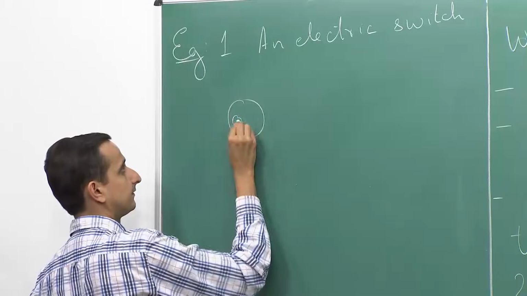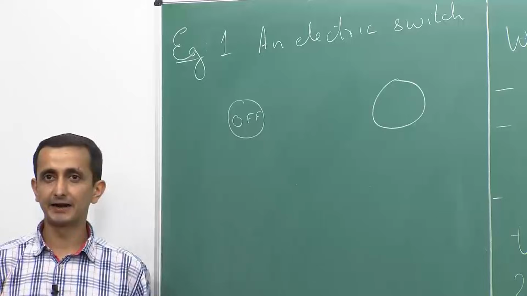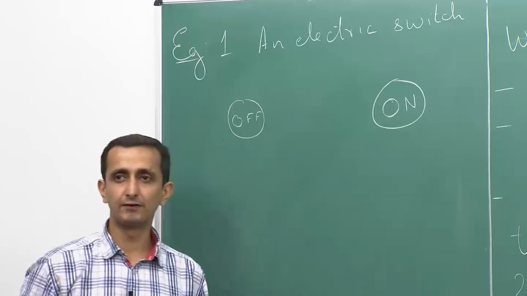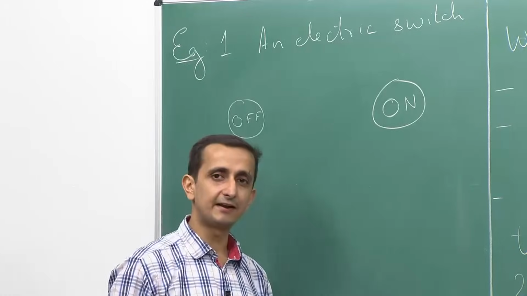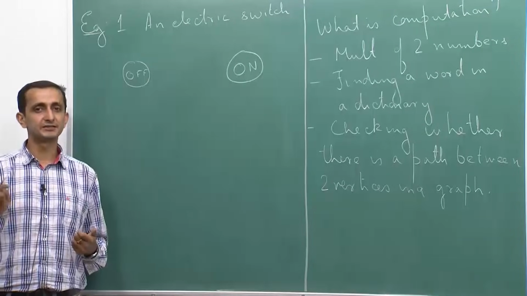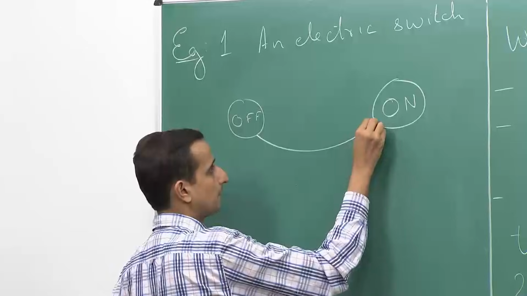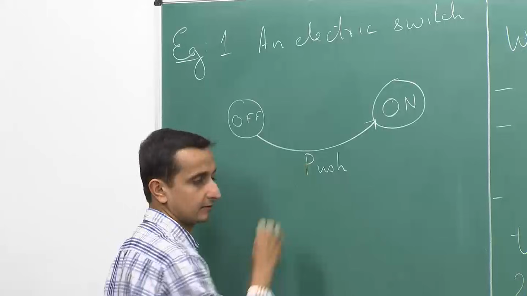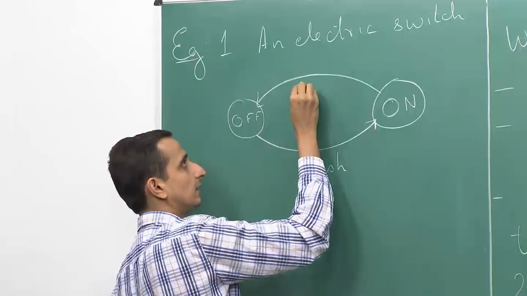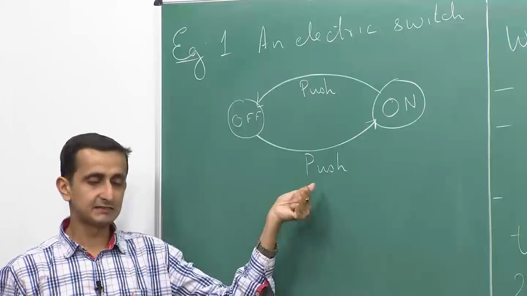So, it can either be at the off state, in which case whatever electrical device that is connected to it is not working or not getting electric supply, or it can be in the on state, in which case the device is getting electric supply. And how does the electric switch transit from one state to the other? It happens by the push operation that you perform with your finger. Okay. So, if your electric switch is in the off state and you push the switch, it goes to the on state, and from the on state again if you push the switch, it goes to the off state.